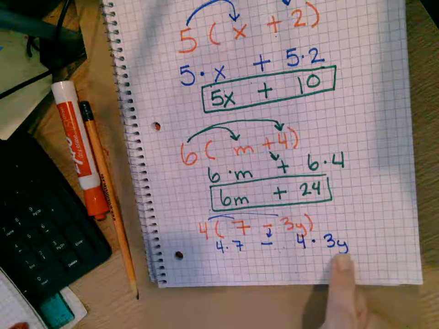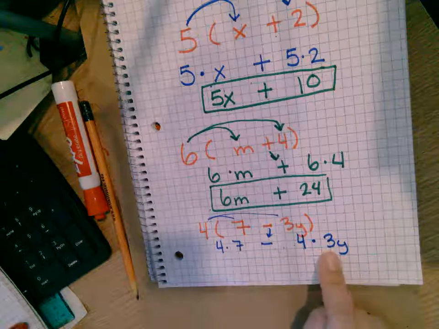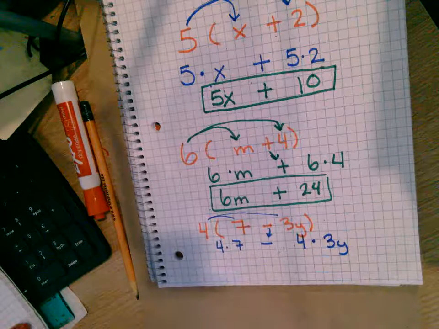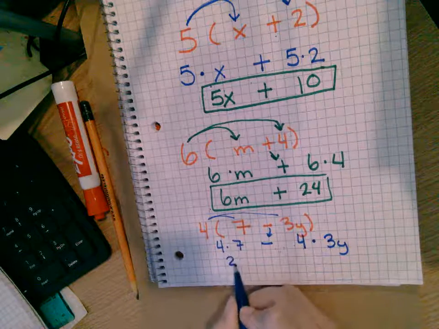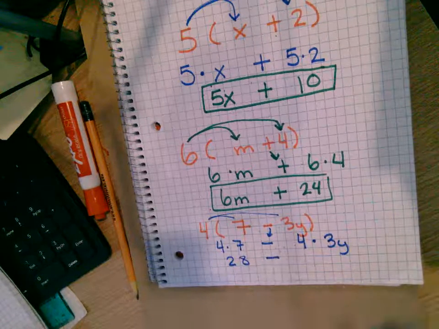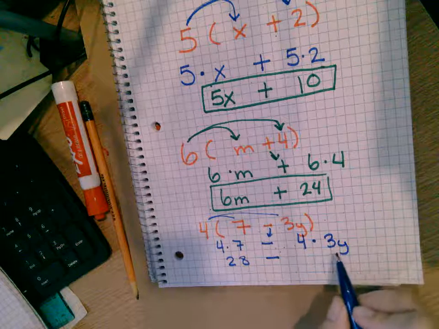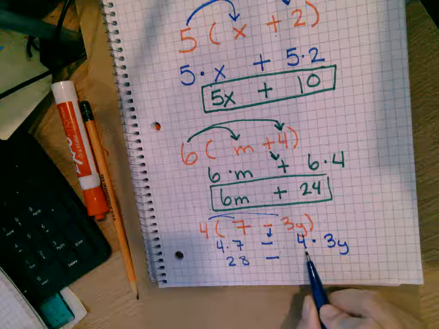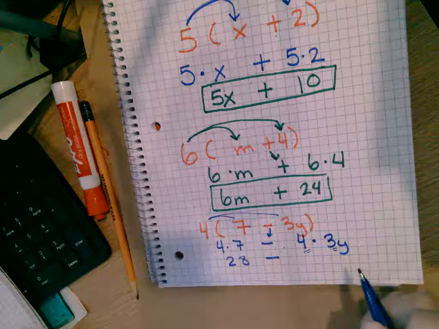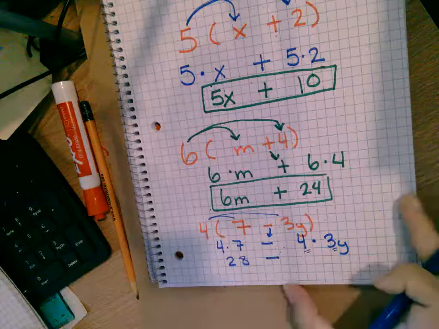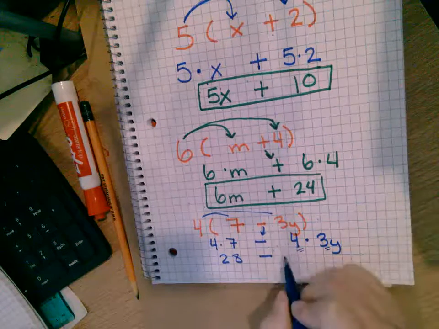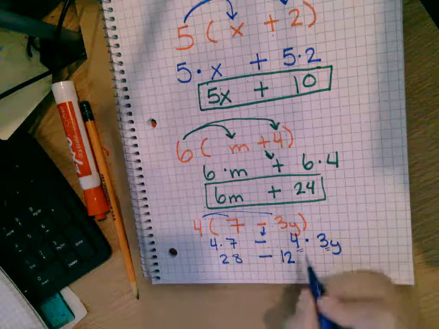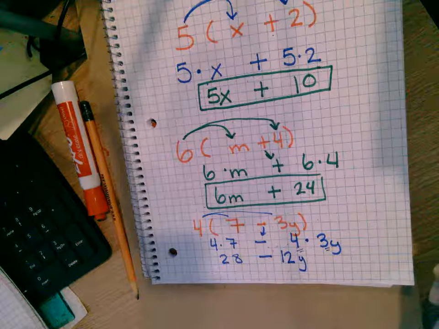Oh, so now the variable has a number in front of it. Well, let's do this part first. What's 4 times 7? 28 minus. Now, when you have a number in front of the variable and you're multiplying it with another number, you just multiply the big numbers together. What's 4 times 3? 12. And what do you think we're going to do with that variable? Put it right in the back of it. Yep. Just put it together.